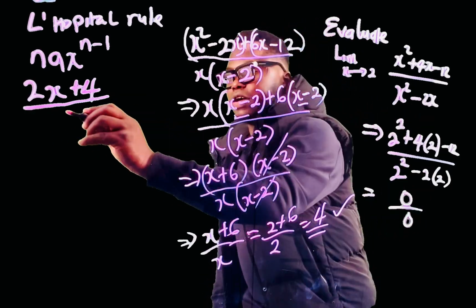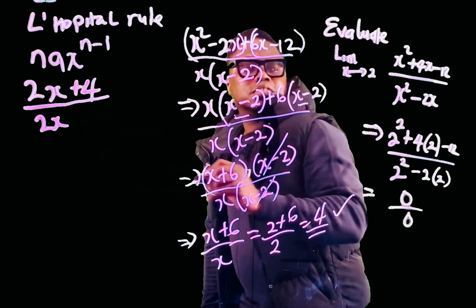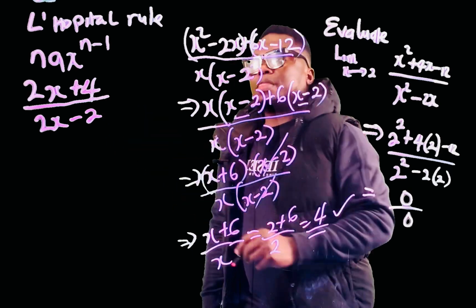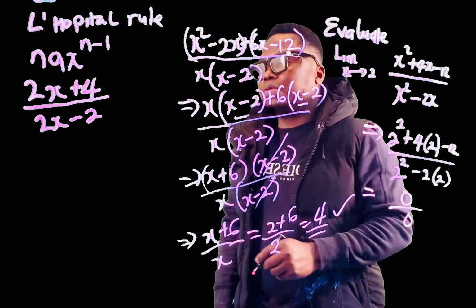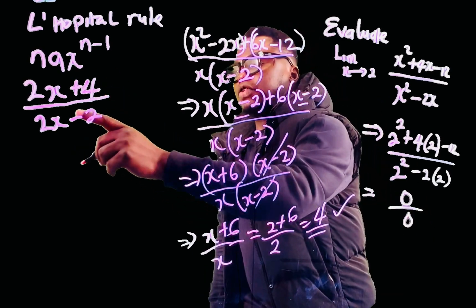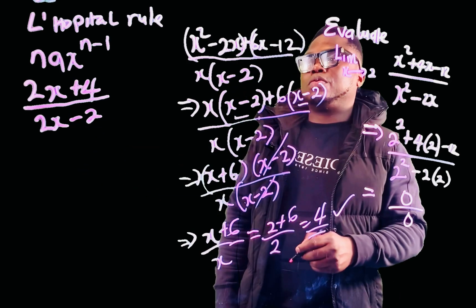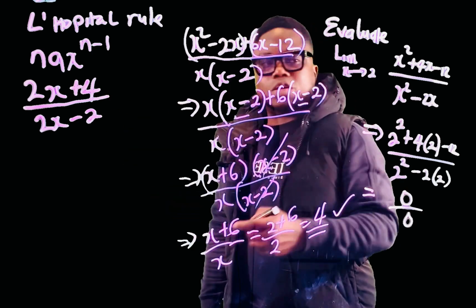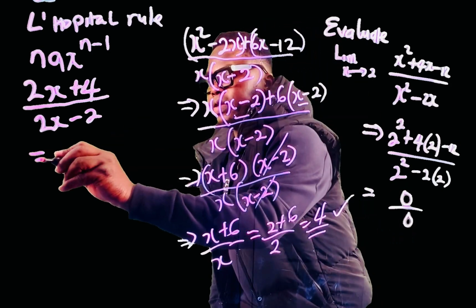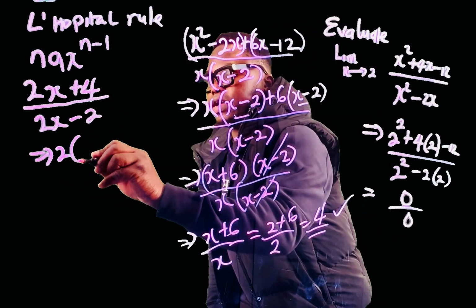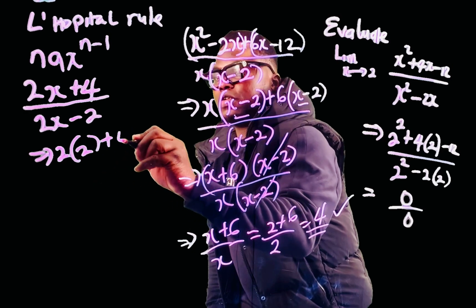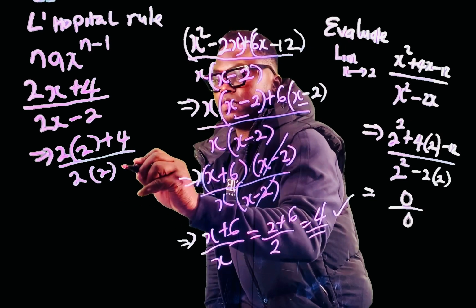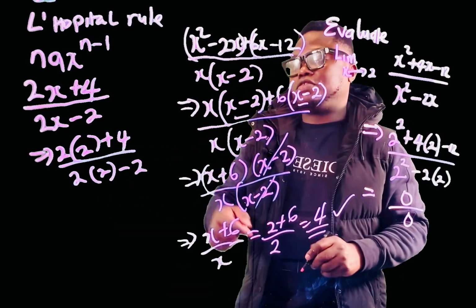Differentiating x squared, I'm going to have 2x. Differentiating minus 2x, I'm going to have minus 2. Now, you can see I have 2x plus 4 divided by 2x minus 2. Now, remember that the limit x tends to 2. I'm going to replace x here with 2. So this is going to be 2 brackets 2 plus 4 divided by 2 times 2 minus 2.